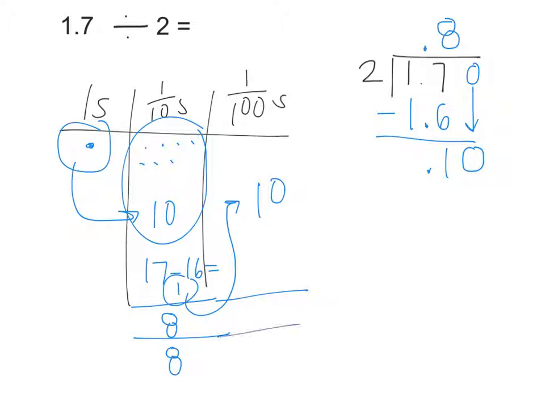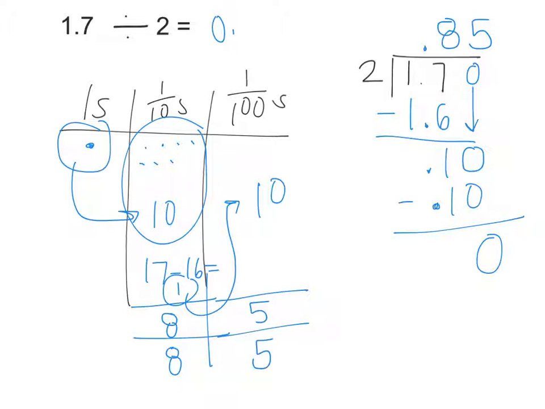Now if I have 10 hundredths, can I split those into 2 equal groups? How many hundredths would be in each group? 5 whats? 5 hundredths. So I could write 5 up here. And how many hundredths did we use up? By splitting those 10 hundredths into 2 equal groups, how many hundredths did we use up? We could do 5 times 2, which is 10 hundredths. And so the answer to 1.7 divided by 2 is 85 hundredths.